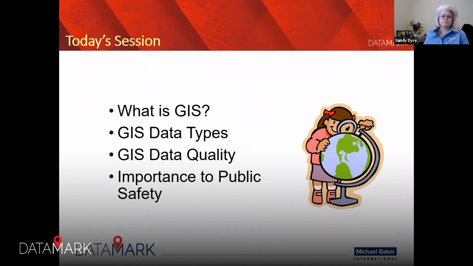We're going to touch on it a little bit, but the intent today was not to specifically talk about NG 911. It was really to get you up to speed on how GIS works. So today we're going to talk about what GIS is, data types, and the data quality that applies to those data types. I hope by the end of the day, you can see the importance to you in public safety.